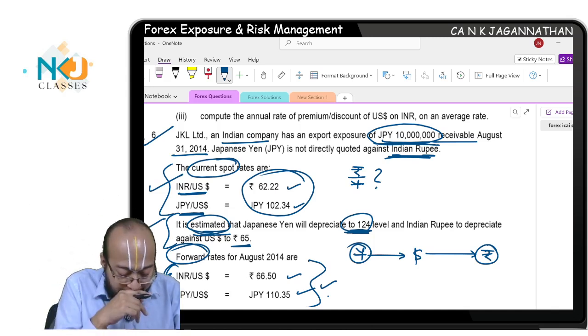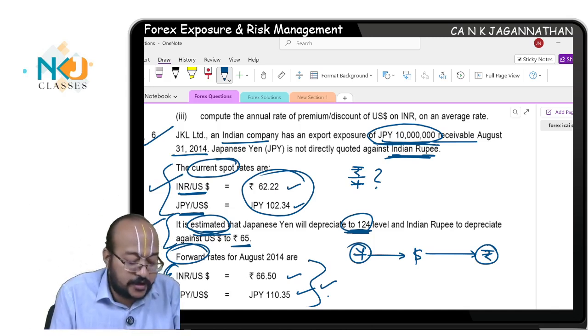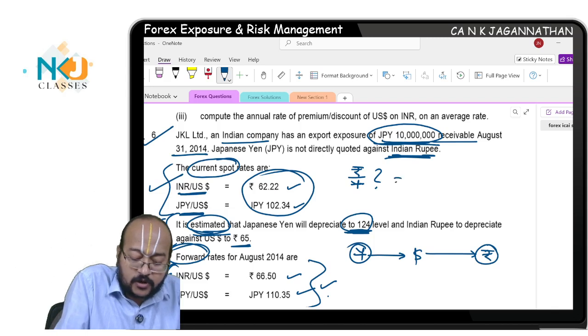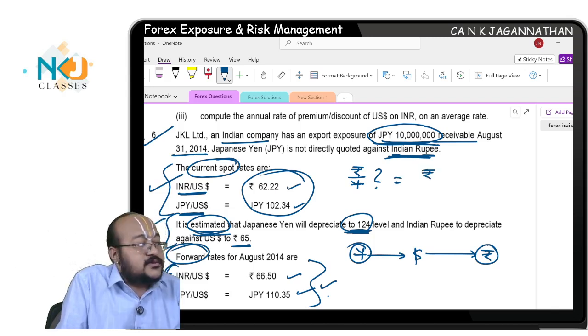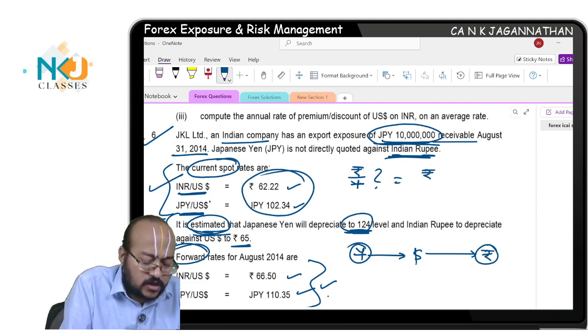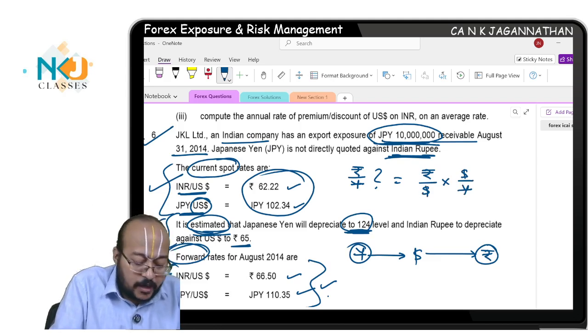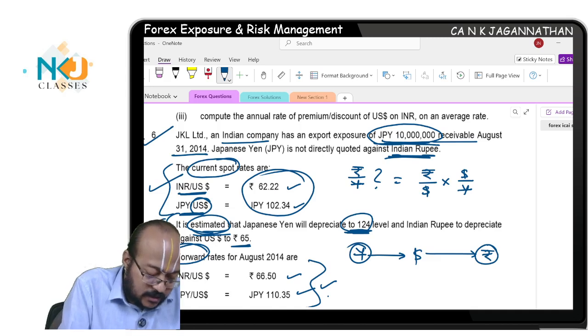So, which means yen you will sell and convert it to dollar. Now this is yen; dollar per yen you need to find out. Now what will be the equation? Dollar per yen cross rate. Now you will use a common currency and equate. Here the common currency is the US dollar. So rupee per dollar into dollar per yen. This is what you need to compute. Rupee per dollar is given directly.